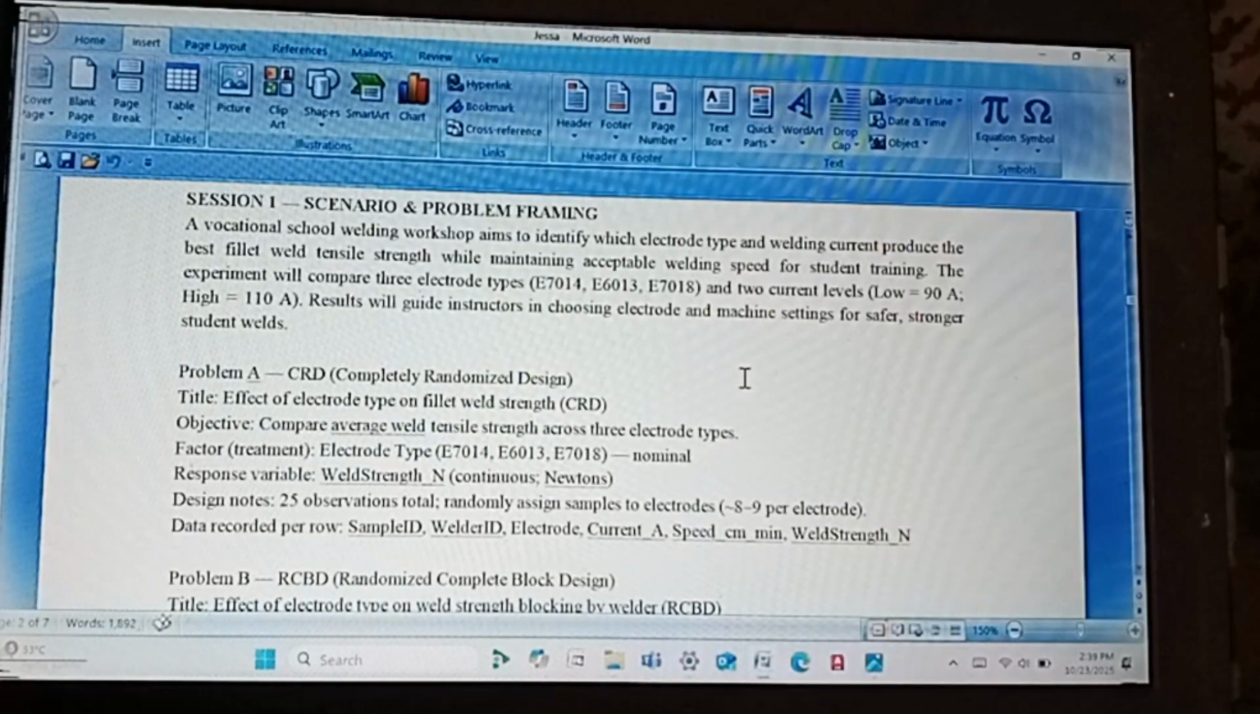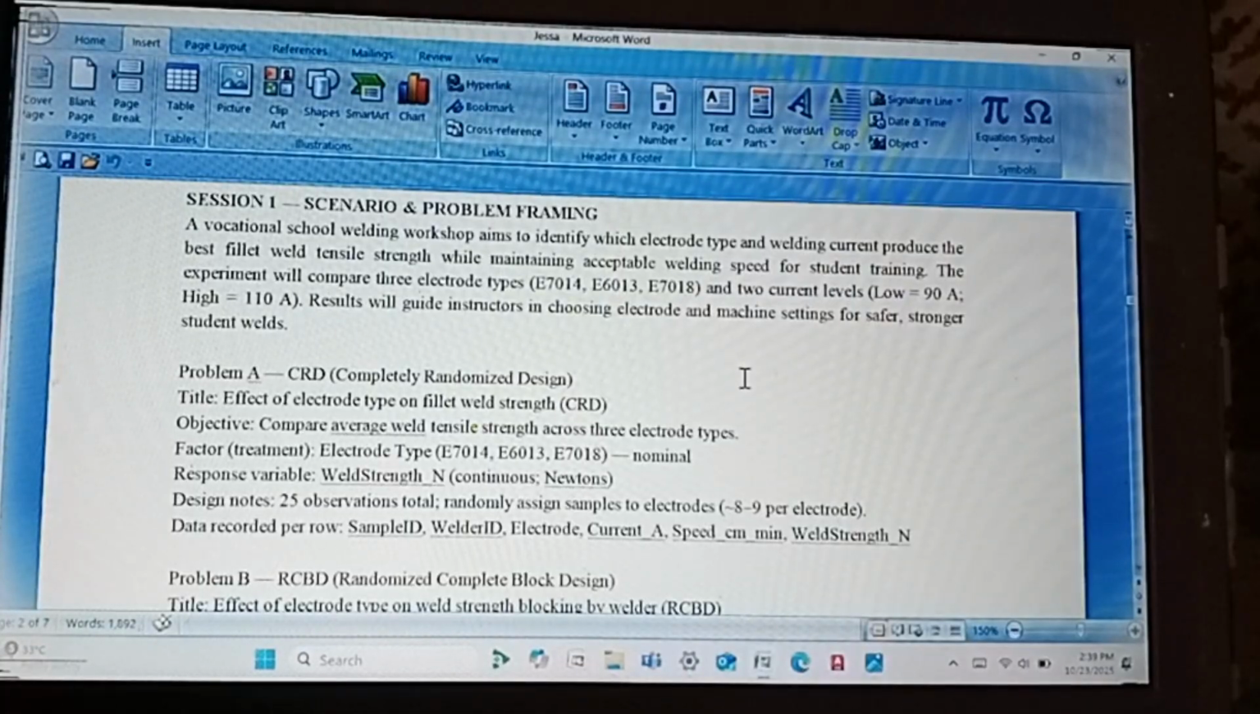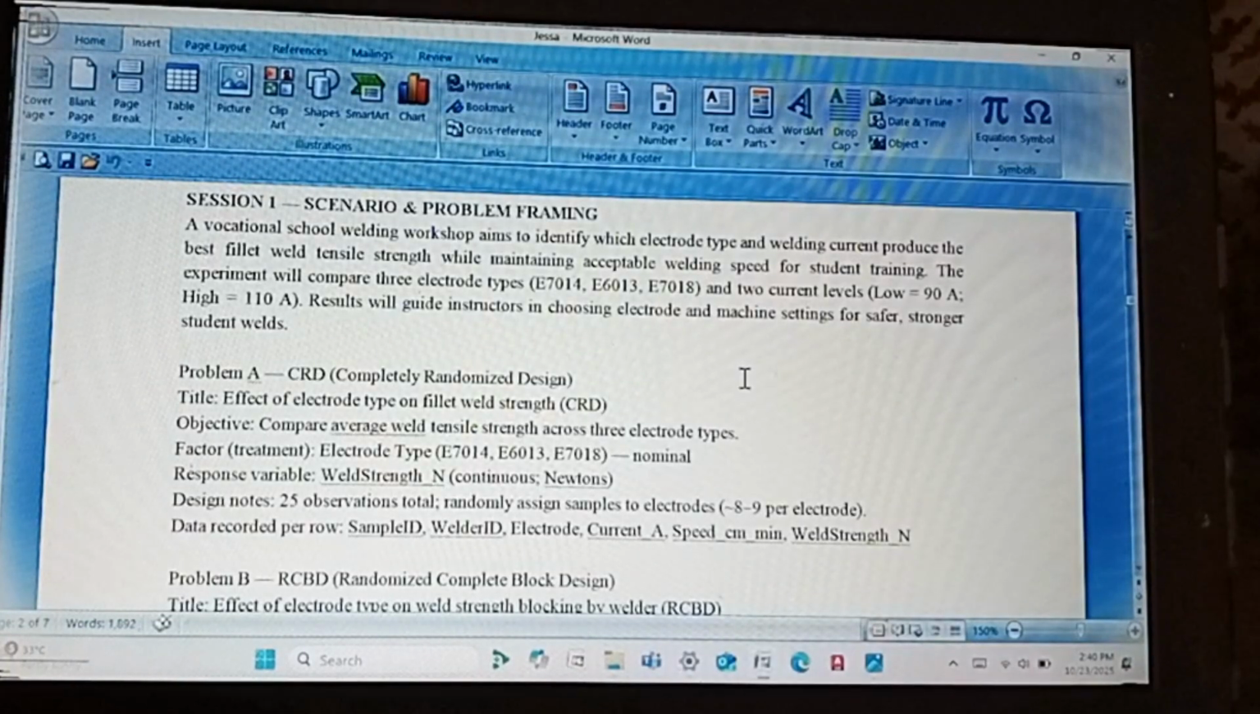Problem A. CRD, Completely Randomized Design. Title: Effect of Electrode Type on Fillet Weld Strength, CRD. Objective: compare average weld tensile strength across three electrode types. Factor: treatment. Electrode type is E7014, E6013, E7018, nominal. Response variable: weld strength, continuous, in newtons.